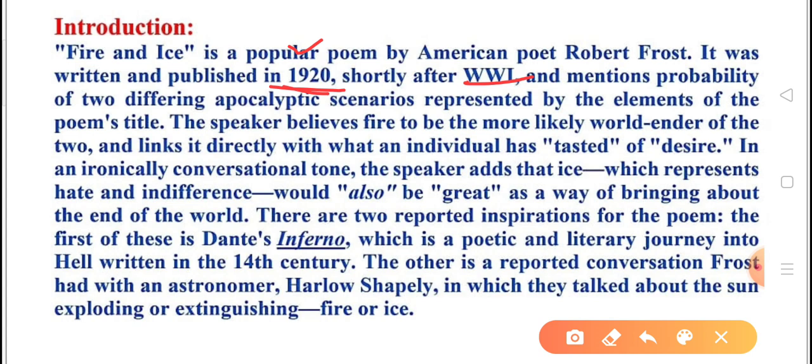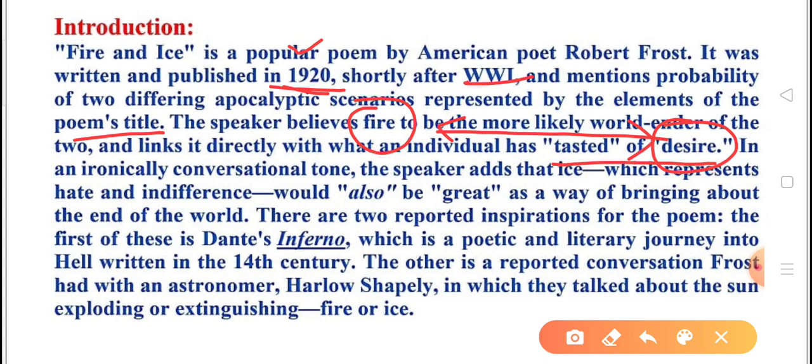Those scenarios are represented by the elements of the poem's title. What are those elements? Fire and ice. Either this world will end because of fire, or it will end because of ice. The speaker believes fire to be the more likely world ender, the destroyer of the two, and links it directly with what an individual has tasted of desire. So over here, when he says fire, it doesn't mean that he's talking about fire itself. He has used fire and ice as symbols only. He uses metaphorical language. When he says fire, it means strong desire and lust of human beings.